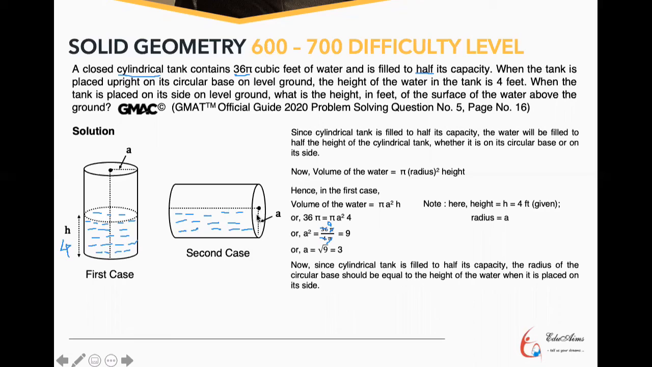So the water level, or the height of the surface of the water above the ground when the cylindrical tank is placed on its side, is going to be equal to the radius of the circular base, which we've already found out to be equal to 3, right? So that should be your answer.